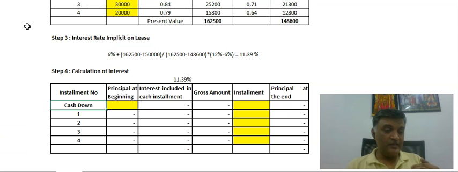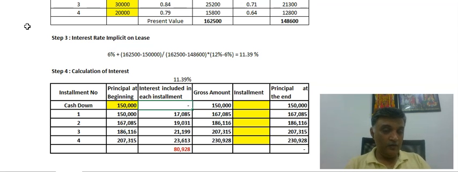What is the cash price of the asset? That's the principal at the beginning of the year, which is 1,50,000. Okay, so once that is there, what is the down payment we have made? 30,000. So the principal at the end of the year is 1,20,000. Okay, so that's year 0. When you get the asset, the cash price is 1,50,000, but we have made a down payment of 30,000, which means the principal at the beginning on day 0 is 1,20,000. We need to pay 1,20,000 with interest.